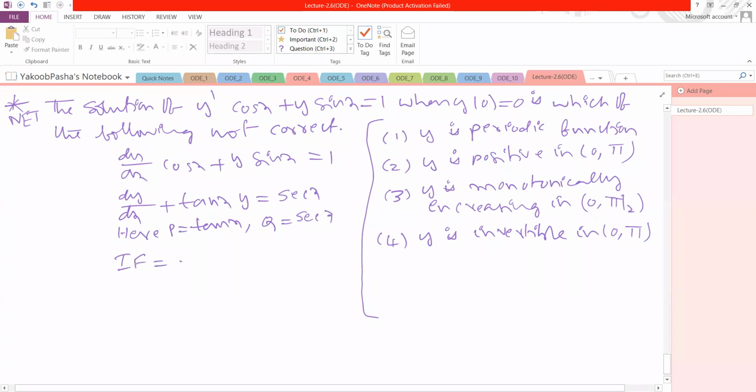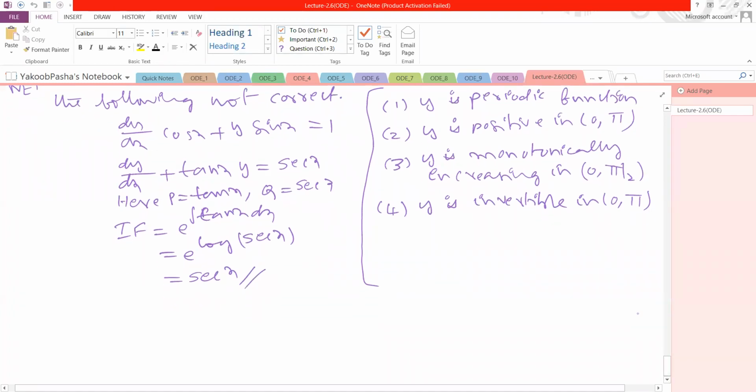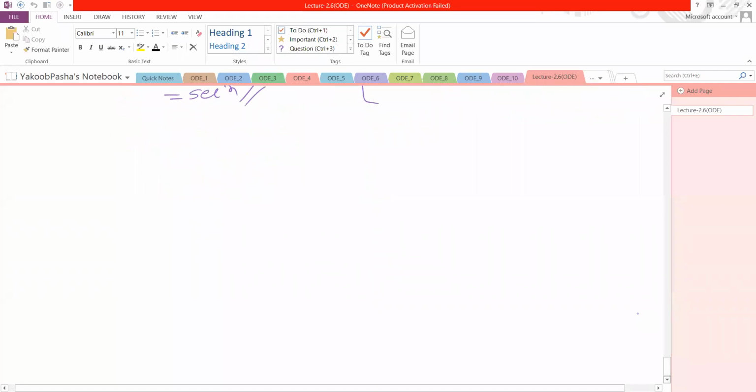And the integrating factor is equal to e power integral p dx, that is tan x dx. That is equal to e to the power of integration of tan x, which is secant x. That is equal to secant x, the integrating factor. Now we can write the general solution. The general solution is y into integrating factor secant x is equal to integral q, q is secant x again, into secant x into dx plus arbitrary constant c.